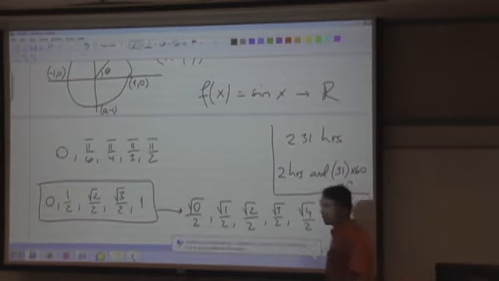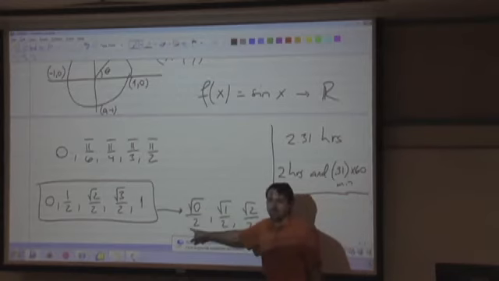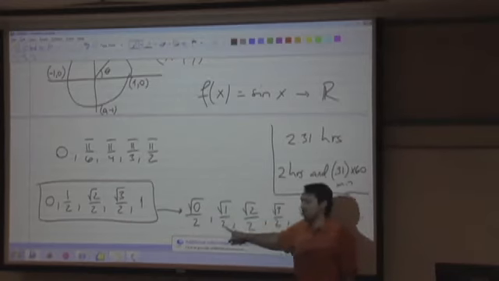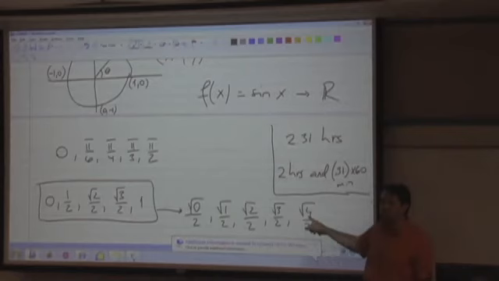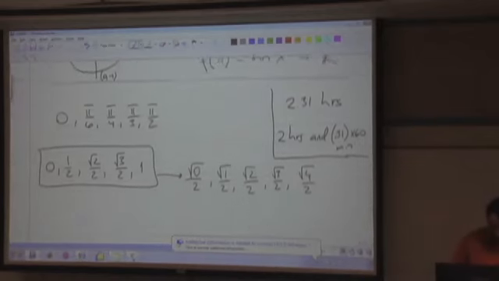They're all the same numbers, right? Square root of 0 is 0, this is 0, square root of 1 is 1, so you end up with 1/2. Come back to the last, square root of 4 is 2, 2 over 2 is 1. Does that make sense? Yeah?